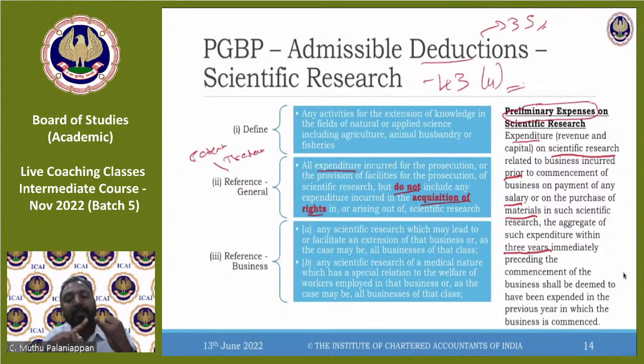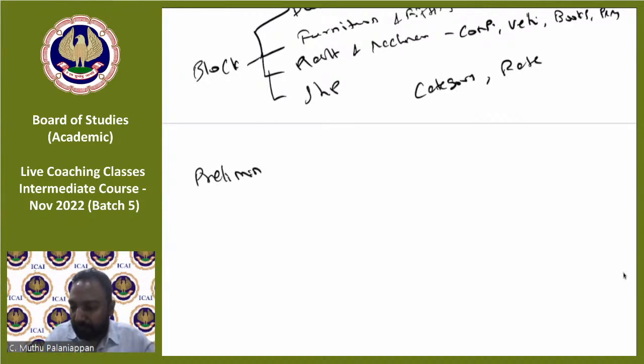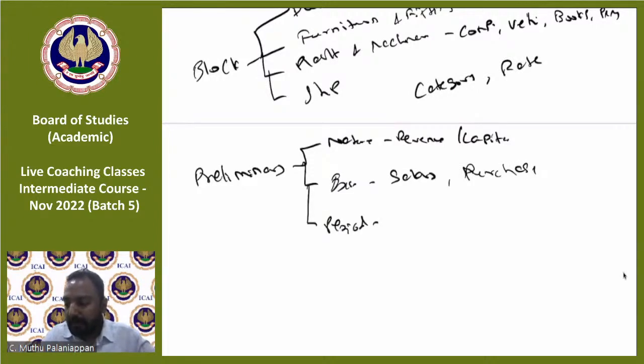So what are the key things that you need to remember? This preliminary expenses include revenue and capital expenditure. What are the allowed expenditures? Salary and any purchase of materials. So any purchase of material and salary is allowed. What is the time period? 3 years. Correct? So when you say preliminary, one thing that you need to understand is nature. It could be revenue or capital. Correct? And then the expenses that we are talking about: salary, purchase, and then the period. What is the period? 3 years. So 3 years before commencement. Whatever has been incurred within 3 years of commencement is allowed. It is considered as the expenditure in the year of commencement. So that is what you're calling preliminary expenses.